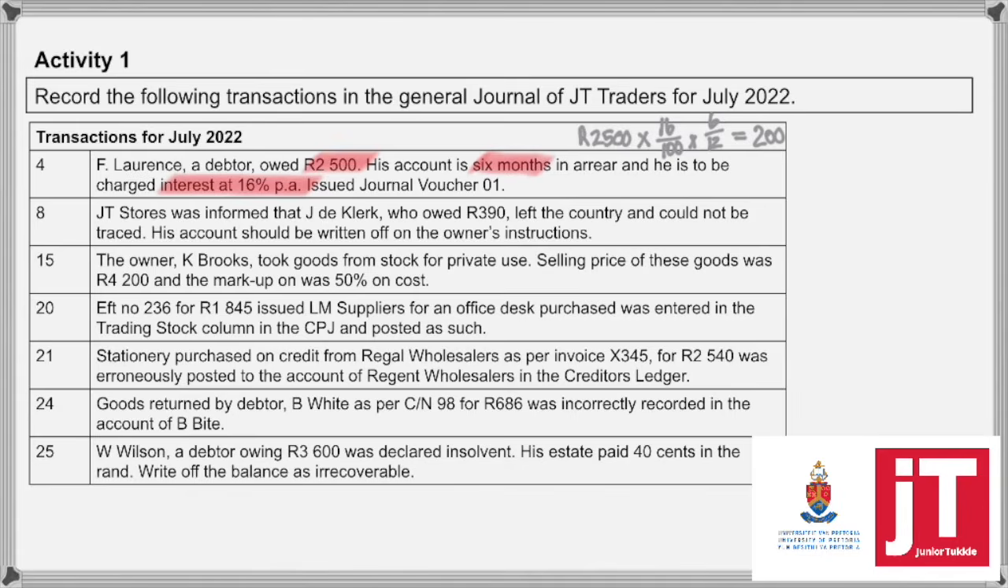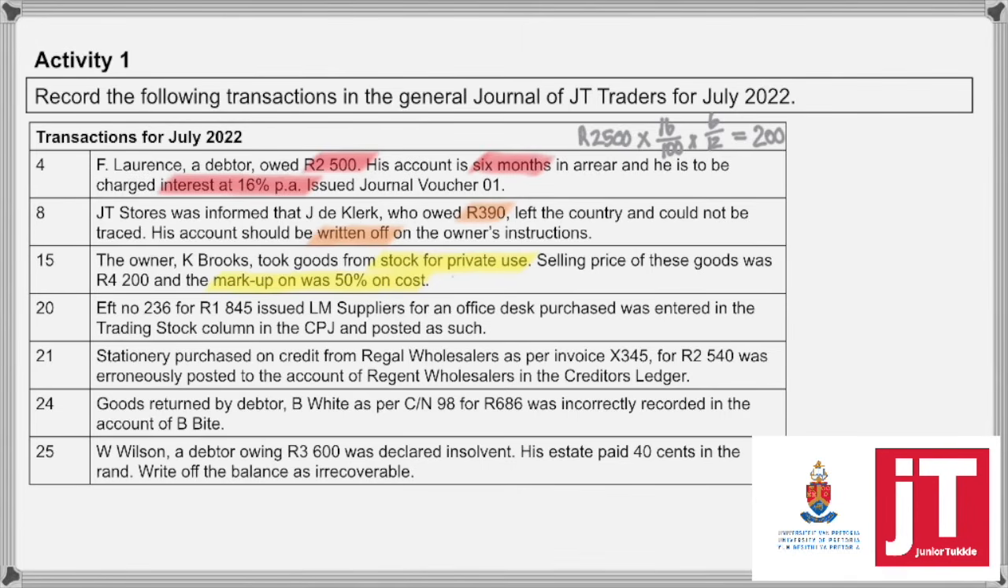Transaction on day 8, JT Stores was informed that J. de Klerk, who owed 390 Rand, has left the country and couldn't be traced. His account must be written off on the instruction of the owner. So we don't know where he is. We're going to lose it. We record a debt. Then a loss of 390 Rand of the bad debt.